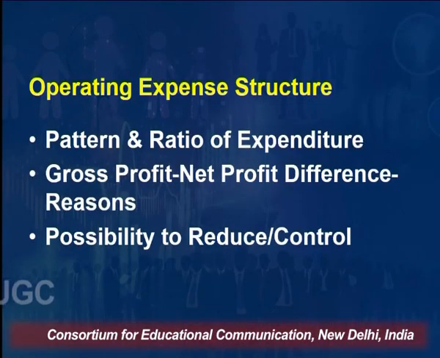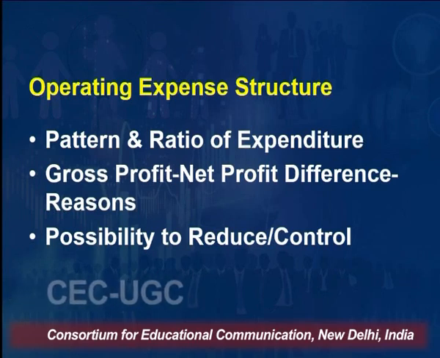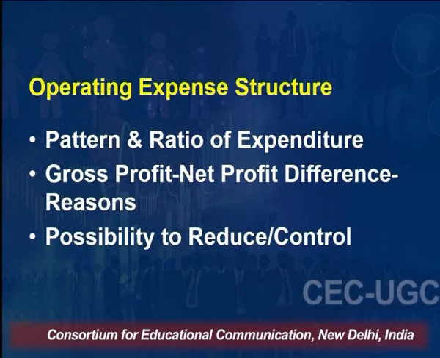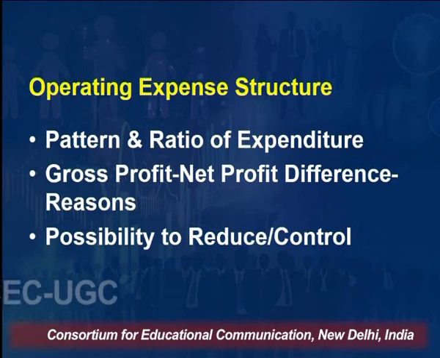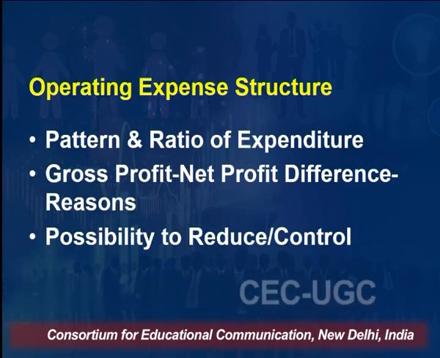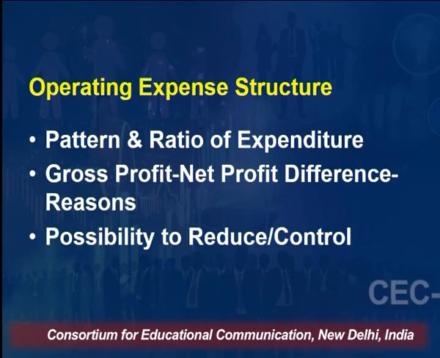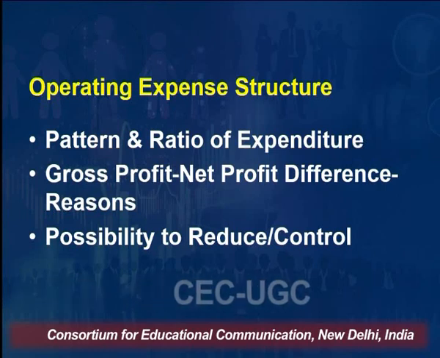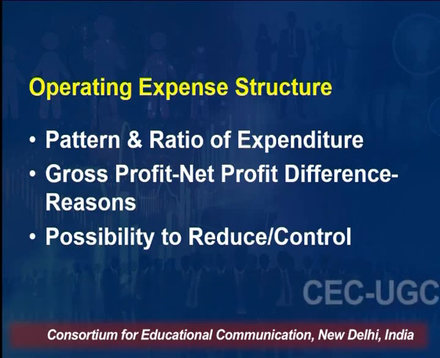Now if we talk about operating expenses structure, of course we can find the pattern and ratio of expenditure, we can find the gross profit and net profit difference, and the reasons for that, why my gross profit is 40% and my net profit is 5%. With this assumption we started our discussion today. So my gross profit was 40%, my net profit is 5% on sales. Where has that 35% gone? Who has taken it out?